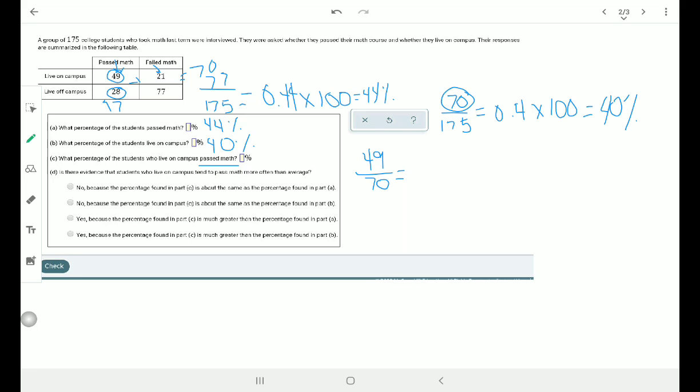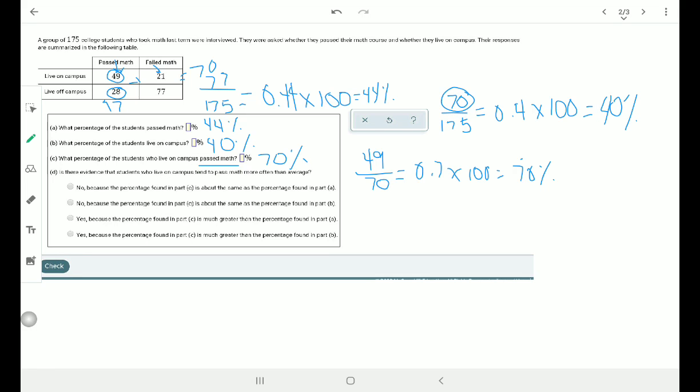So if I do 49 divided by 70, I get 0.7, multiply by 100 to get my percent, which is 70%. Okay, so 70% of students who live on campus passed math.